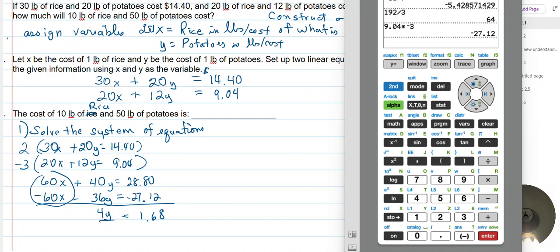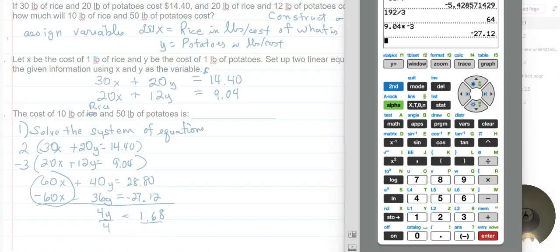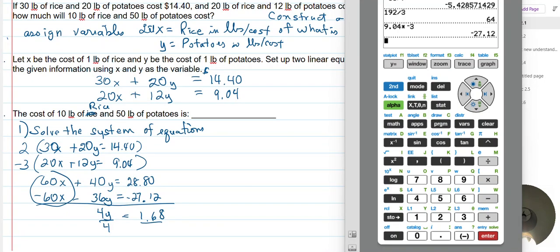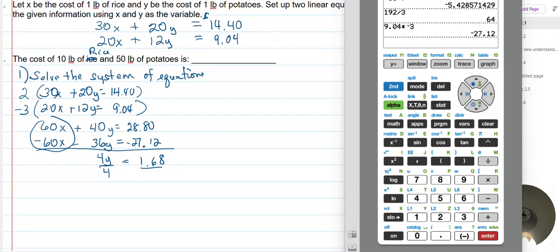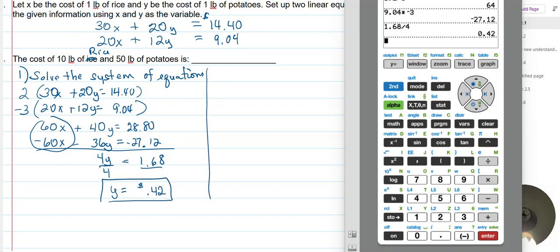I'm going to divide by the 4, so I'll move it up. Sorry, too fast. So I have y equals 42 cents. And this is for the potatoes. So now we're going to calculate for the rice.